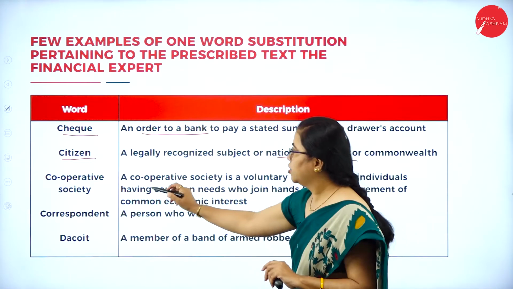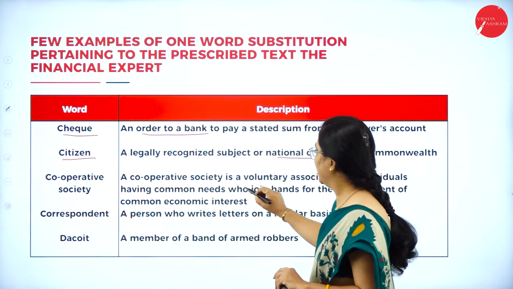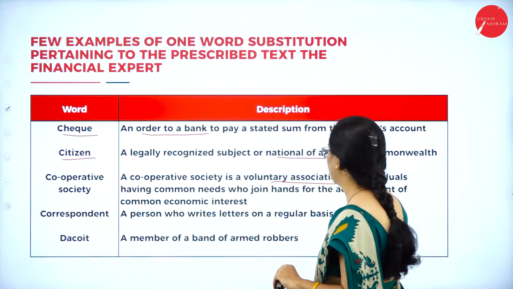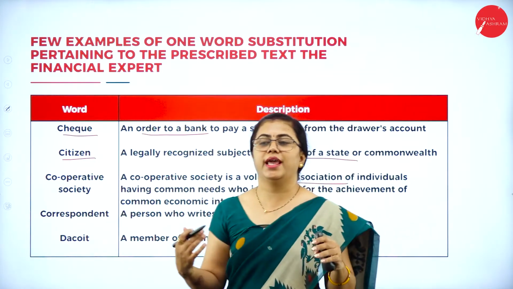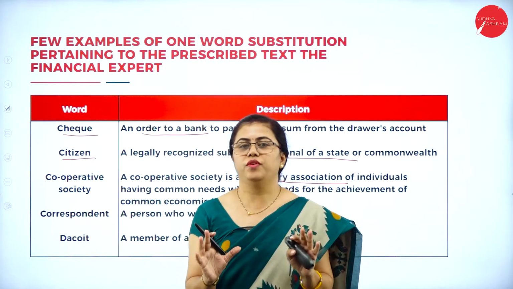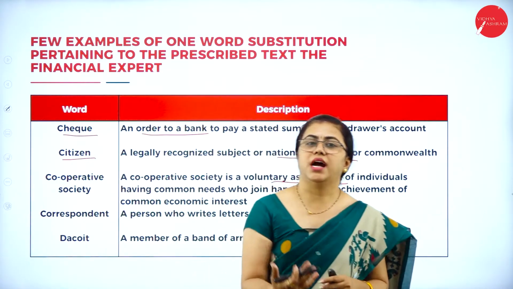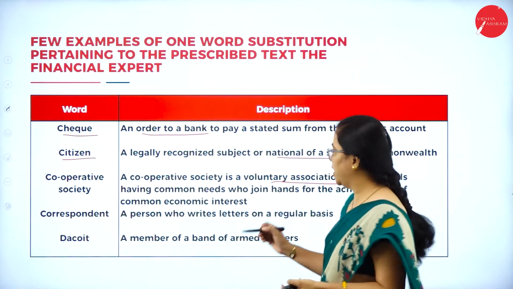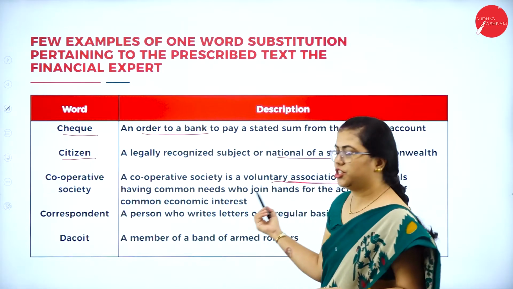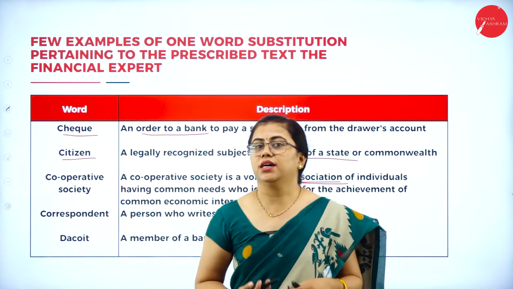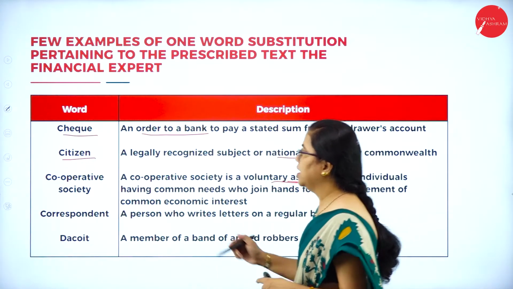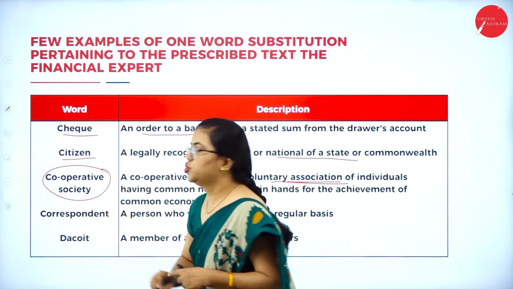Then a cooperative society. Sorry, I have used that word only over here. Any voluntary association, where we just gather together and start something like an organization, a voluntary organization or association which caters to the needs of common people, can be called a cooperative society.